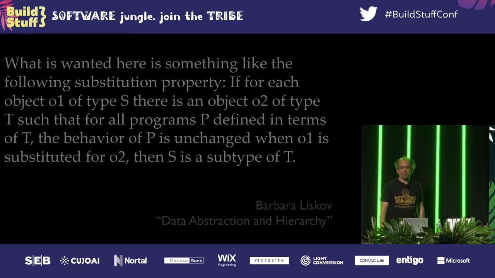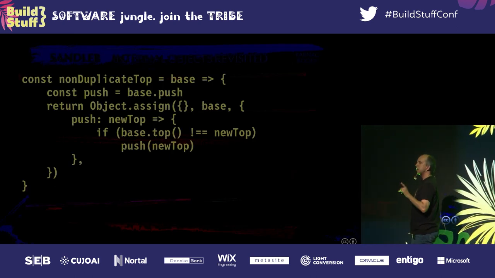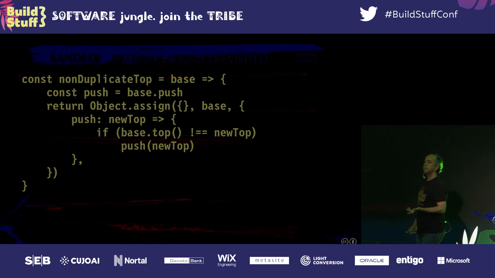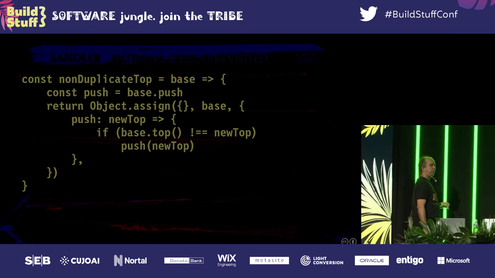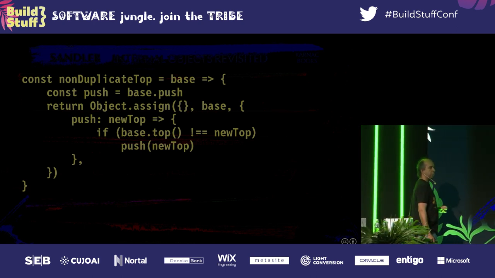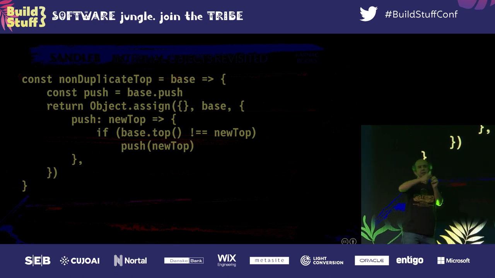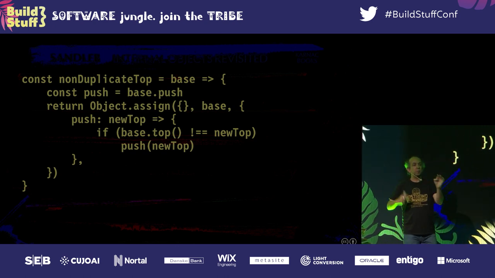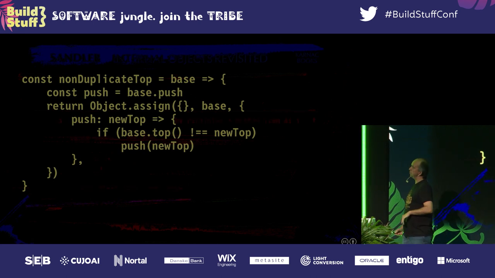Okay, what does that look like in practice? Well, let's add a new operation, or a new capability. Let's mix in a new capability. For my stack, I'm going to have the idea of a non-duplicate top. What does that mean? It means that when I push onto a stack and it already has that value, then it won't bother pushing the new one again. So if I push A and I push B and then I push B again, it'll just be A and B. Okay, so what I'm going to do is mix this behavior in.